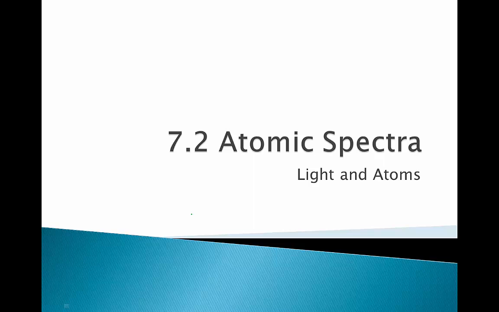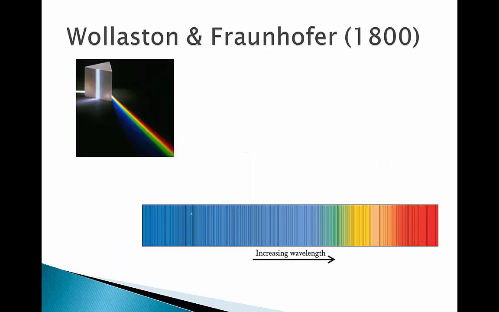This video is on section 7.2 of your textbook. It's all about atomic spectra and the way that light and atoms interact. So we're going to start back around 1800 and look at some interesting experiments by these folks, Wollaston and Fraunhofer.